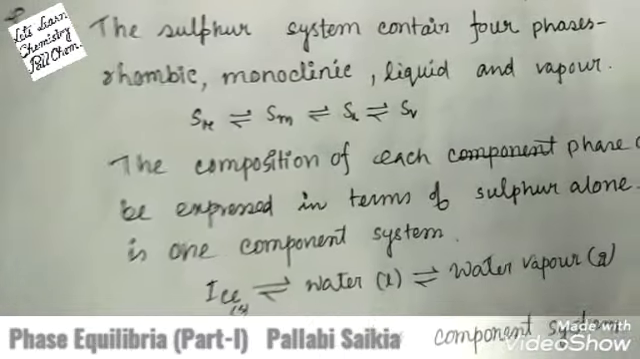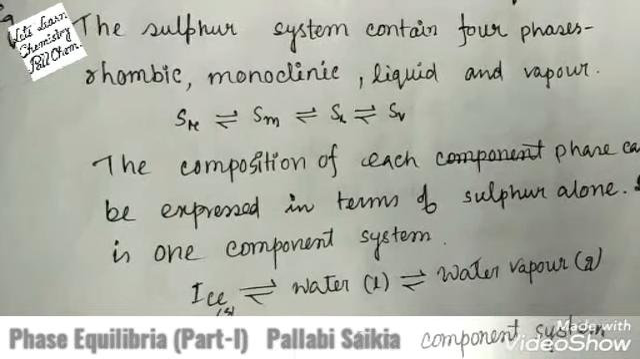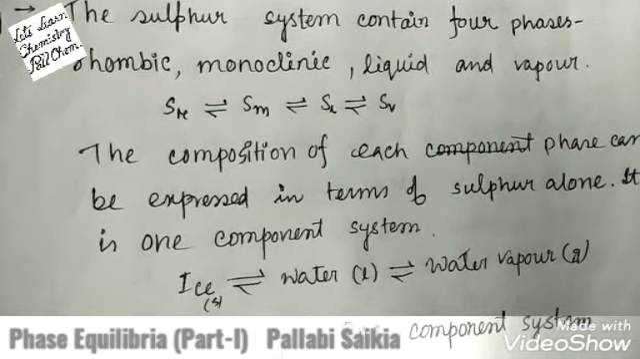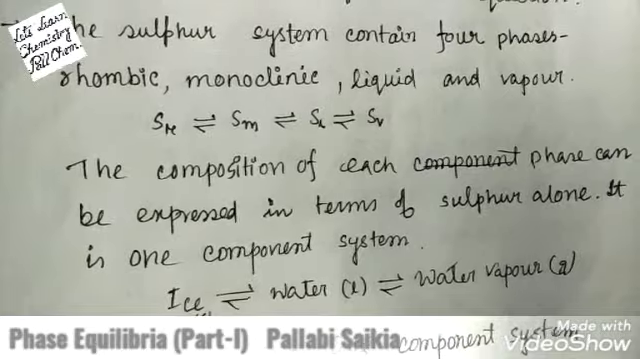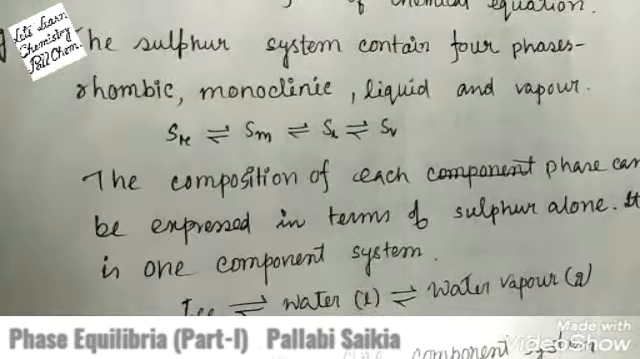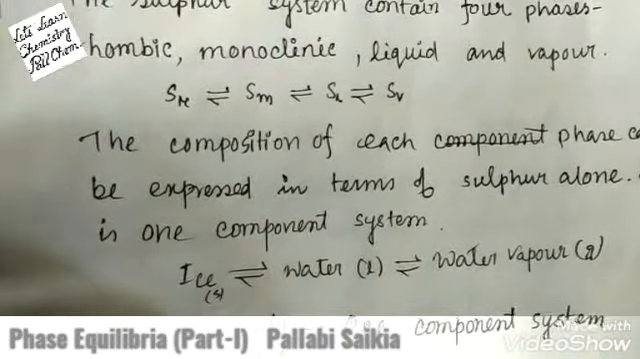Similarly, take rhombic, monoclinic, liquid and sulfur vapor. Sulfur exists in 4 phases: sulfur rhombic, sulfur monoclinic, sulfur liquid and sulfur vapor. In all the cases, the composition can be explained from sulfur itself. Hence, it is a one component system.